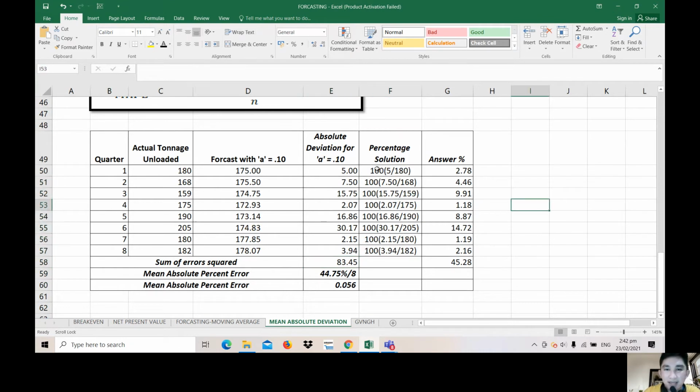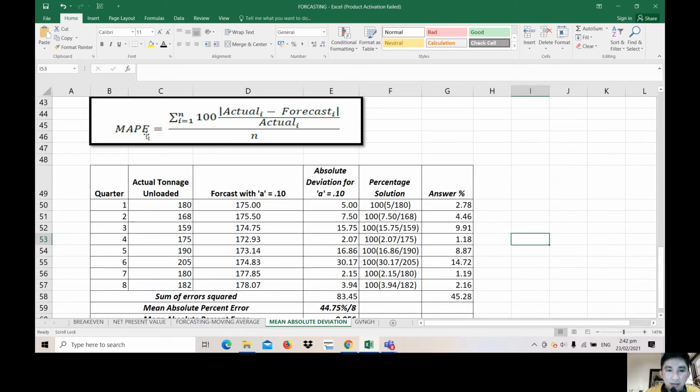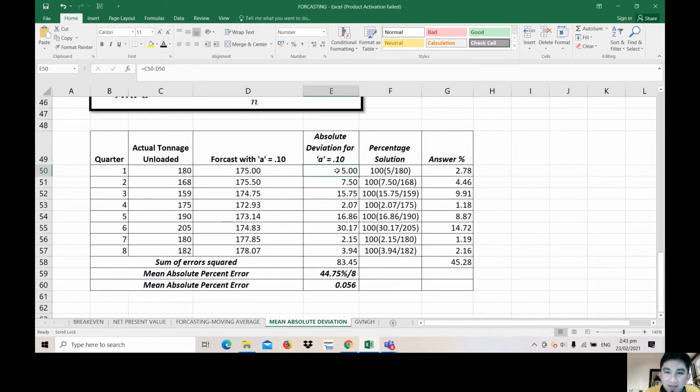Now, ito, kukunin natin yung percentage. Paano ko ba kinuha ang percentage? So, yung formula kasi 100 multiply by actual less forecast over actual. Okay? So, over the n. Ayan. Okay. So, dito, to get your percentage, your absolute deviation will be divided by the actual tonnage unloaded. So, kaya 5 over 180 times 100. 750 over 168 times 100. 15.75 over 159 times 100. 2.07 over 175 times 100. 16.86 over 190 times 100.